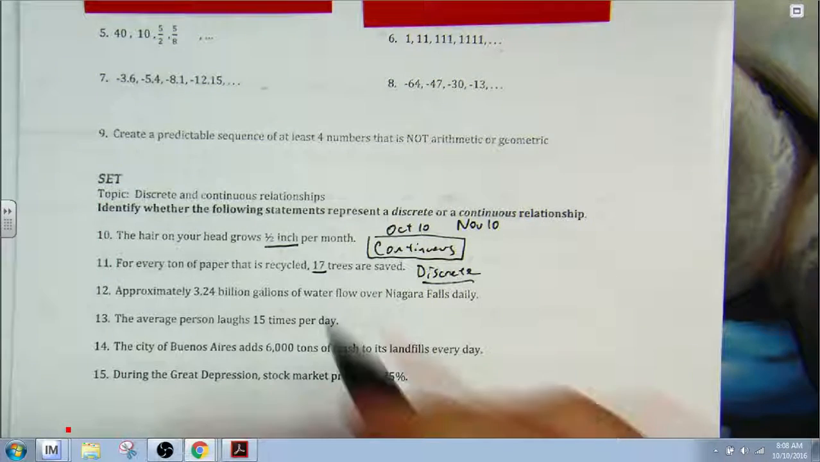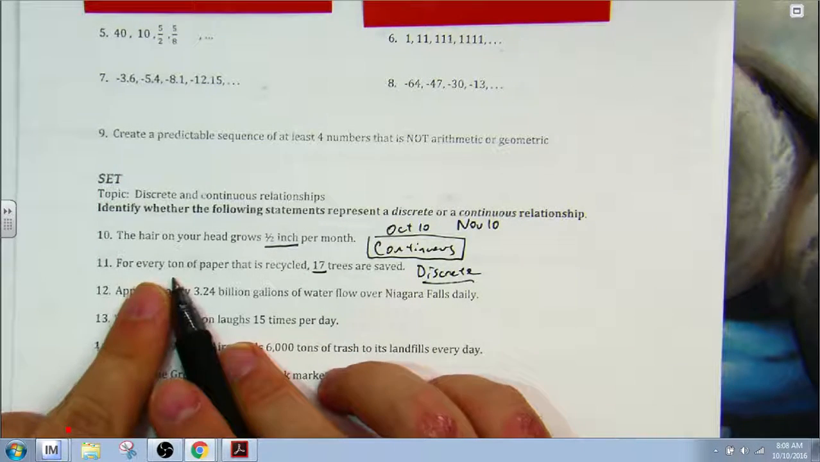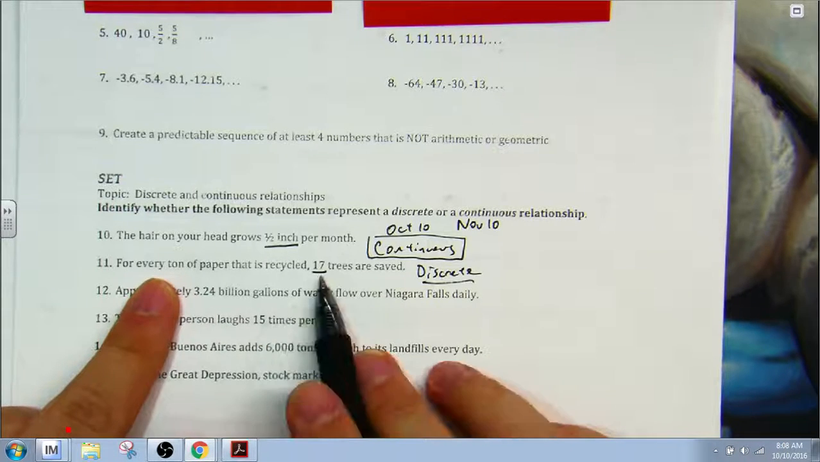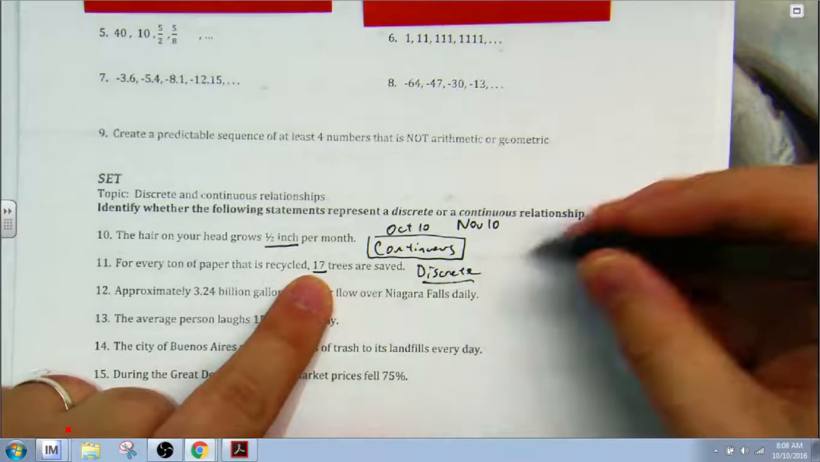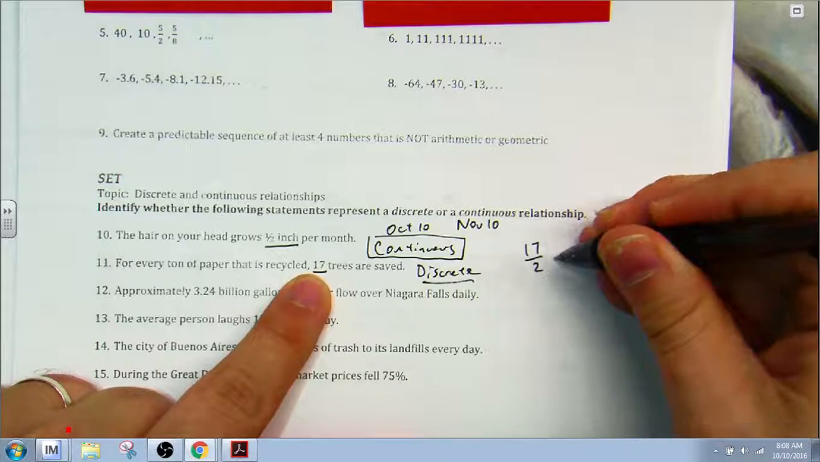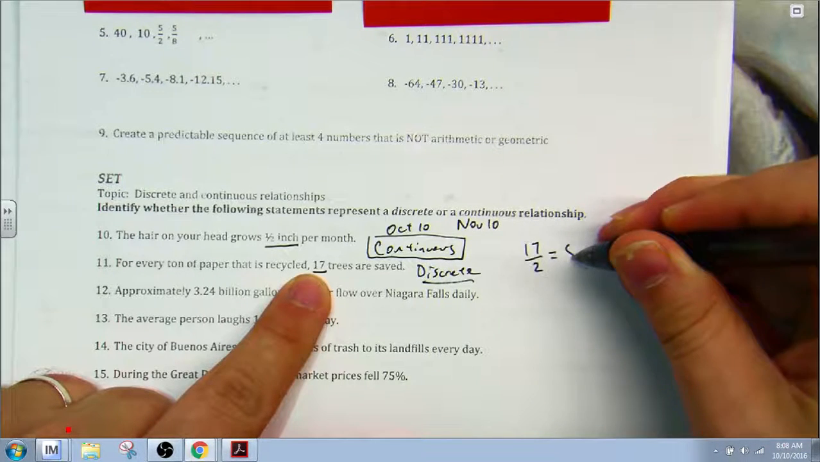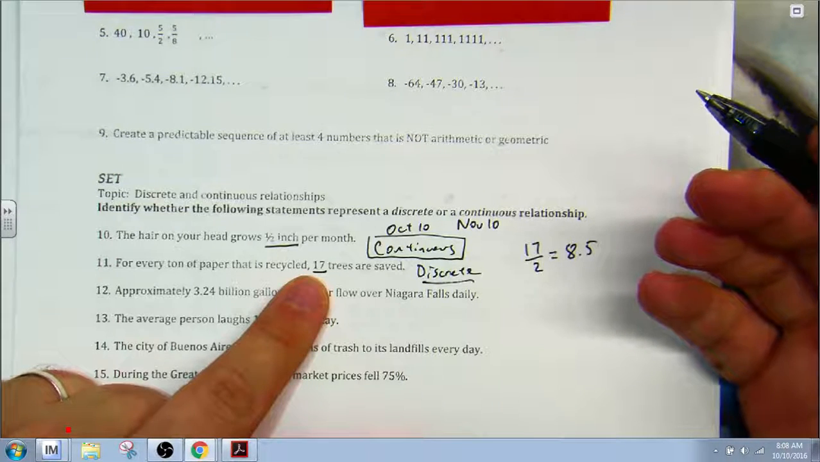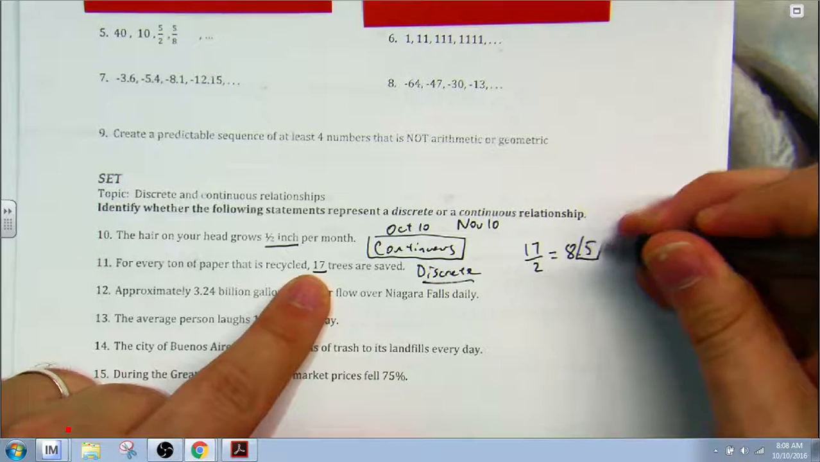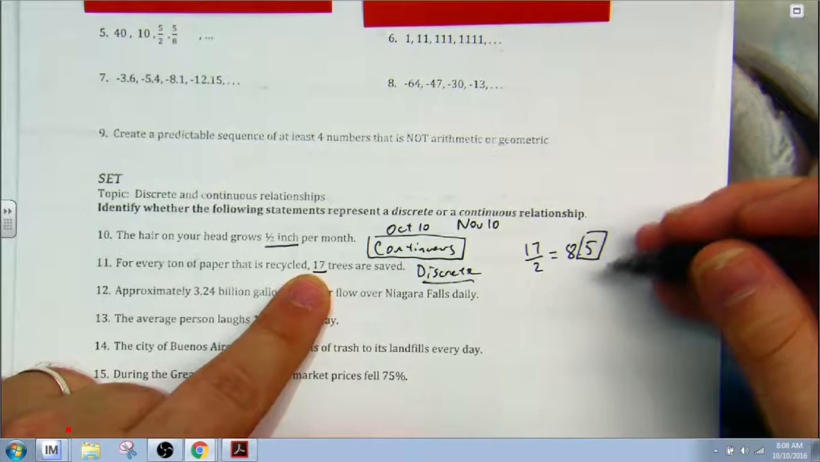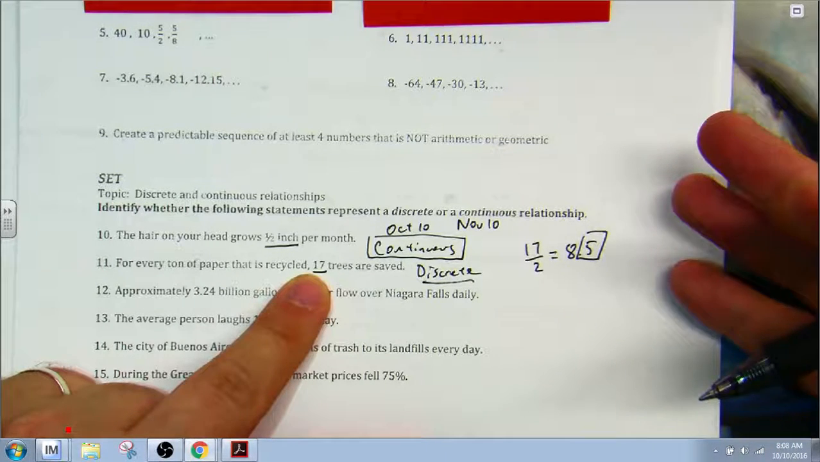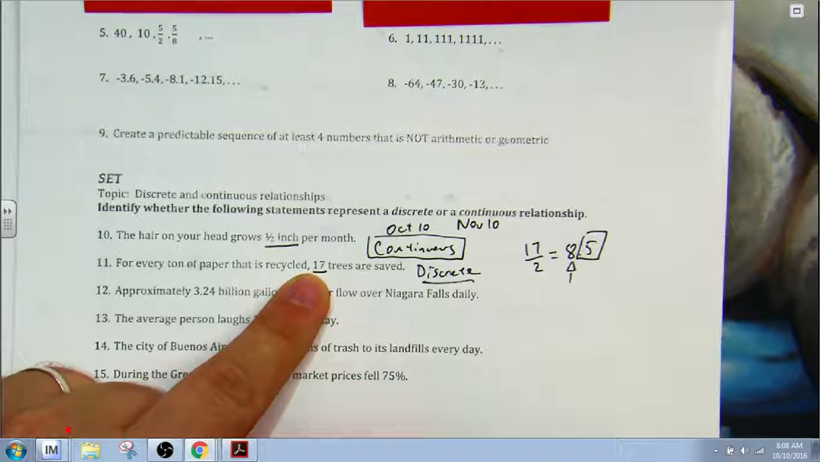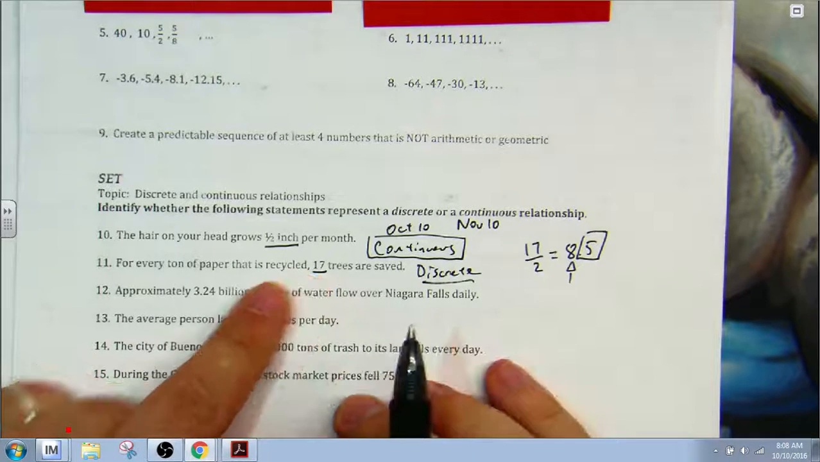Okay, and let's say we recycled half a ton of paper, so we saved half of 17 trees. So it's 17 divided by 2. Well, that's going to be 8.5 trees. Do we save 8.5 trees? No, because that 0.5 tree still had to be cut down for the other 0.5 that was used in paper. So we only saved 8 trees. We did not save 8.5 trees. I hope that makes sense to you. Okay.